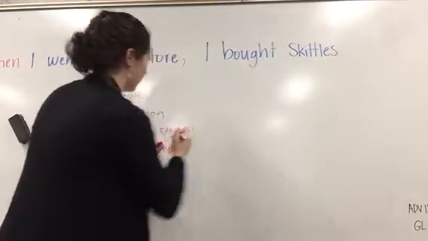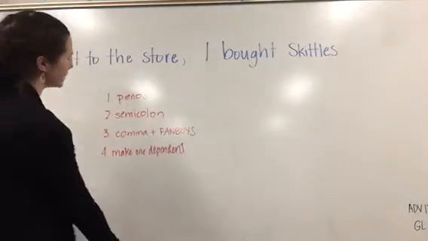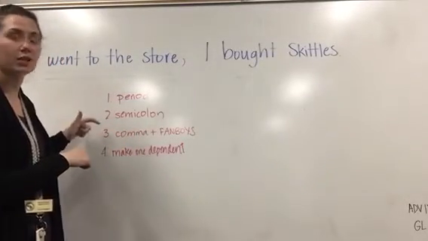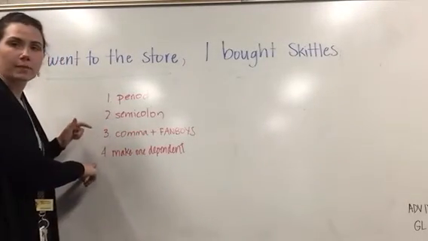Okay. So now what I want you to do is look through your writing and see if you can find a place where you have two independent clauses that are joined incorrectly and use one of these four methods to fix it.